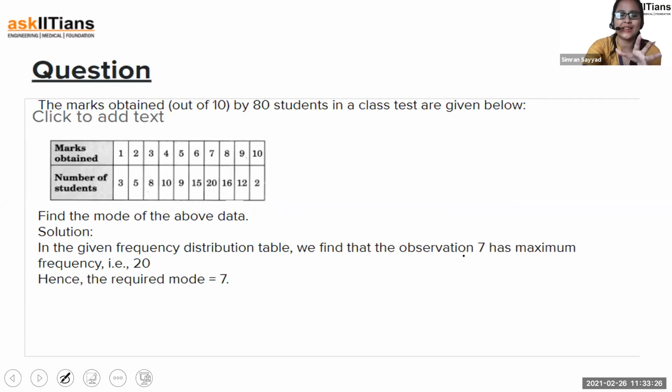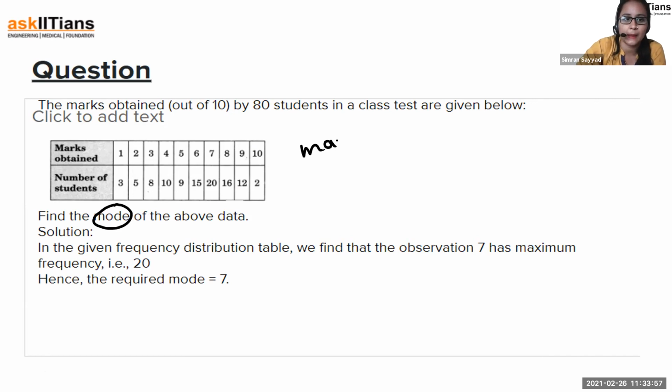The marks obtained out of 10 by 80 students in a class test are given below. So you have marks obtained and number of students. There are 80 students. So 3 students को 1 marks मिले हैं, 5 students have got 2 marks, 8 students have got 3 marks, and likewise they have given the data in front of you. Then you have to find the mode. Again, mode is the repetitions. So you have to see कि maximum number of marks किसको मिले हैं.